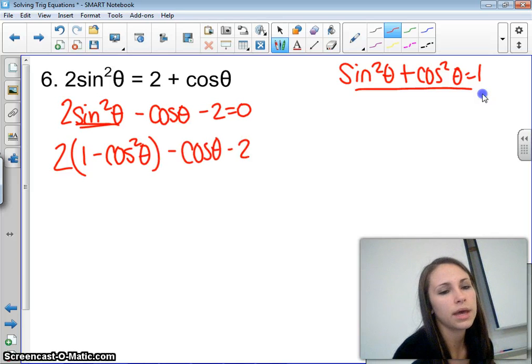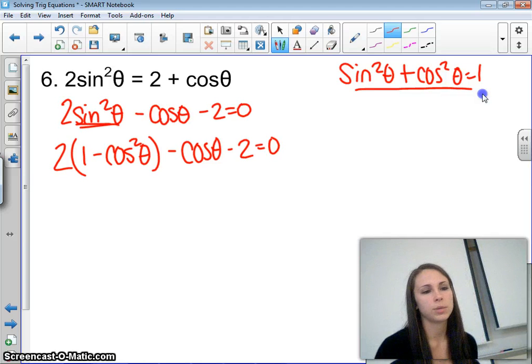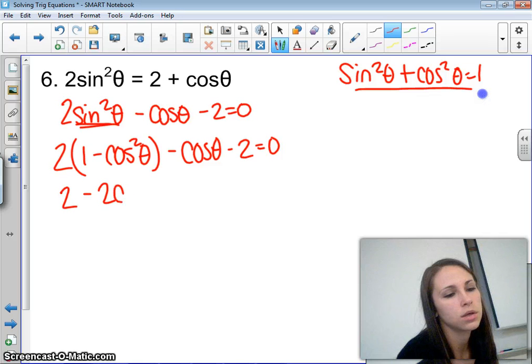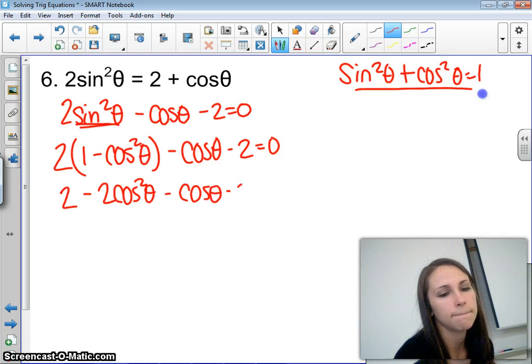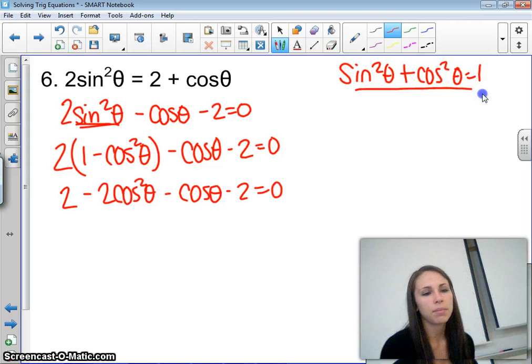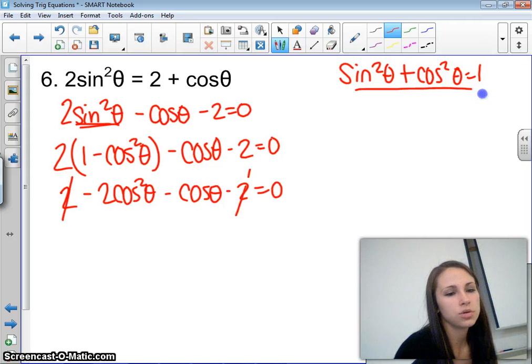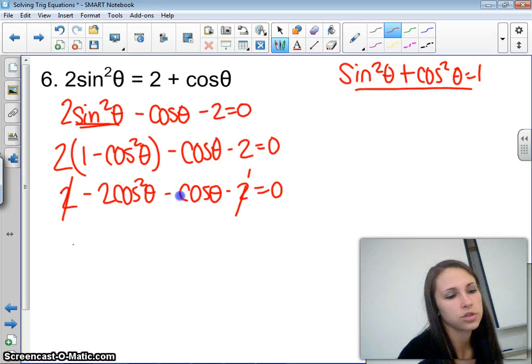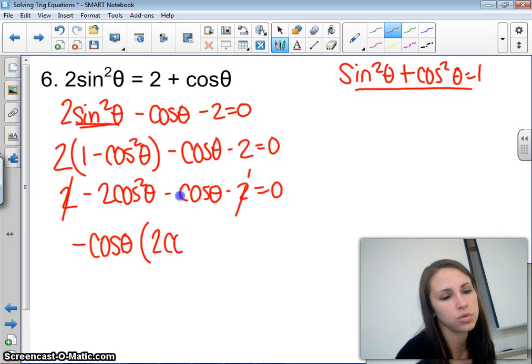And then when I do that, that's going to give me something that will allow me to backwards FOIL after I distribute this 2. So this is going to be 2 minus 2 cosine squared minus cosine minus 2. And so if I combine the 2's, that 2 and that 2 will cancel. And so then I'm left with this negative 2 cosine squared minus cosine. And to solve this, I'm going to go ahead and factor out a negative cosine. And that's going to leave me with 2 cosine plus 1.